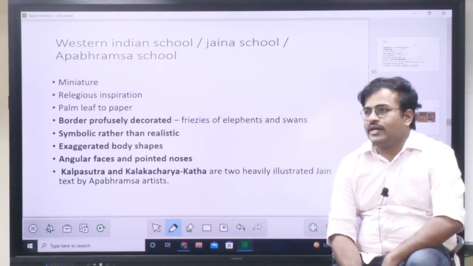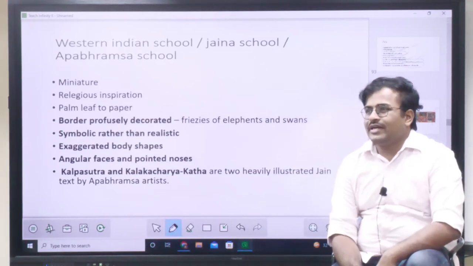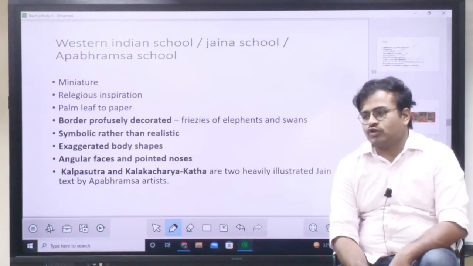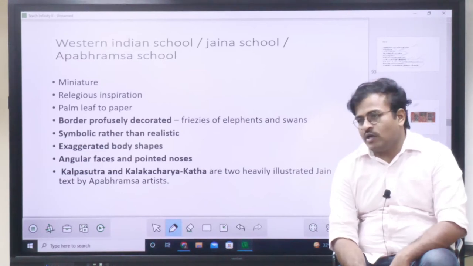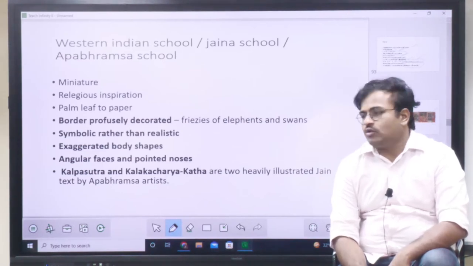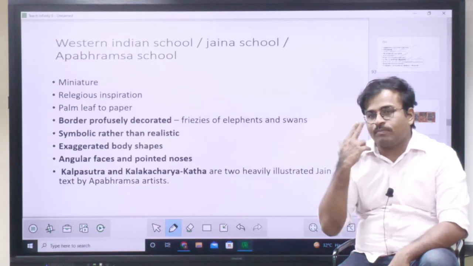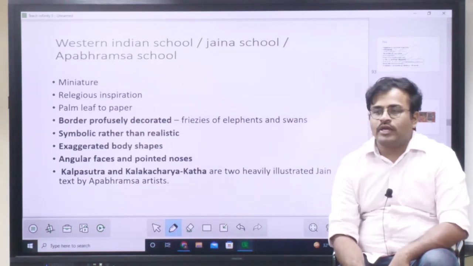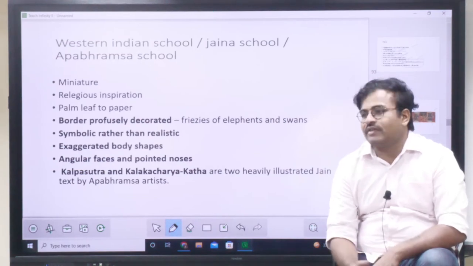This Western Indian school or Upper Brahmasa school is not considered a good school of painting, because here the images are shown in very crude format, and all the good techniques of Ajanta are completely lost by this time. The paintings are usually shown in three-quarter poses with a protruding eye, and the images do not show any good expression in their faces.